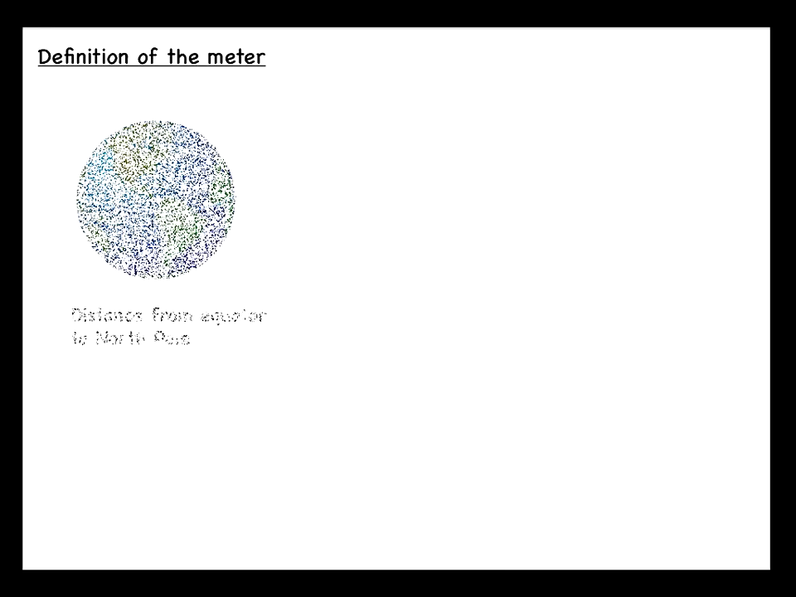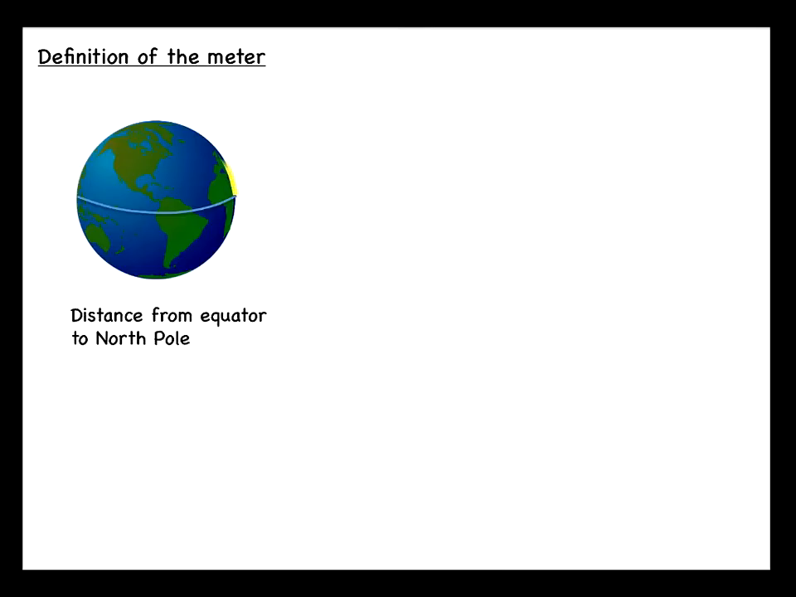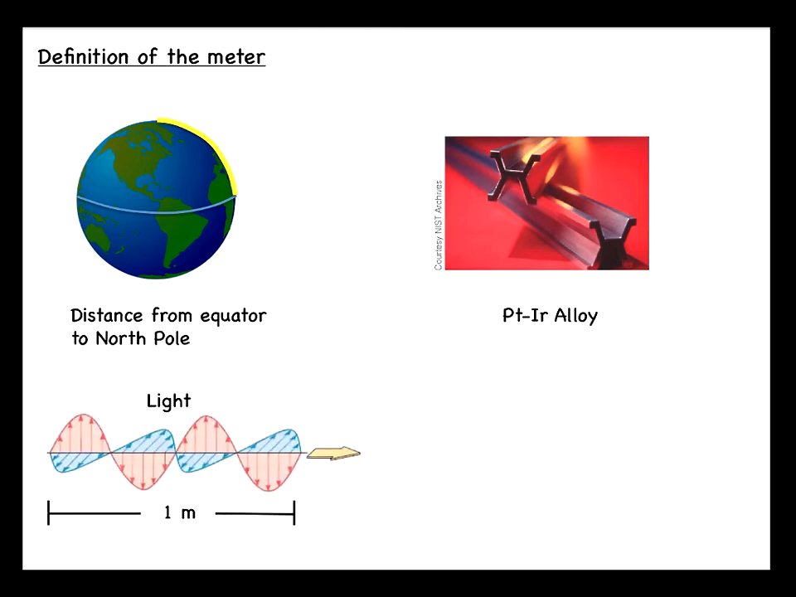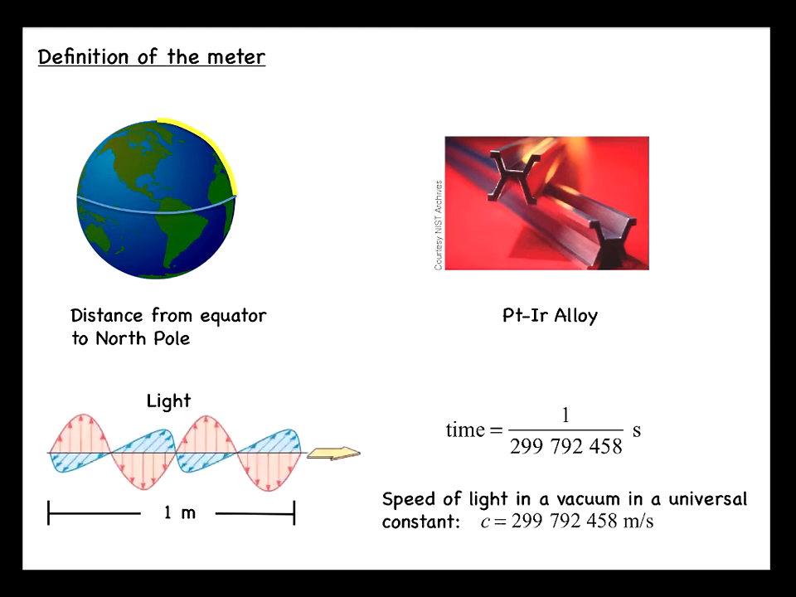Originally, the meter was defined in terms of the distance measured along the Earth's surface from the equator to the North Pole, and then more accurately as the distance between two marks on a bar made of a platinum-iridium alloy. Now the meter is even more accurately defined as the distance light travels in a vacuum in 1 divided by 299,792,458 seconds. This definition is used because the speed of light in a vacuum is a universal constant. You will learn more about the speed of light later on in the course.